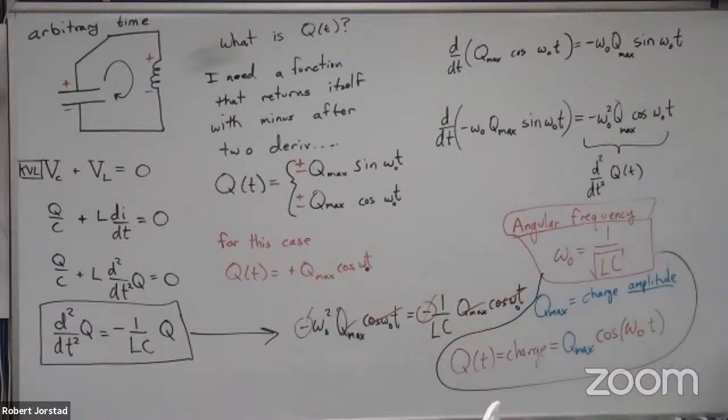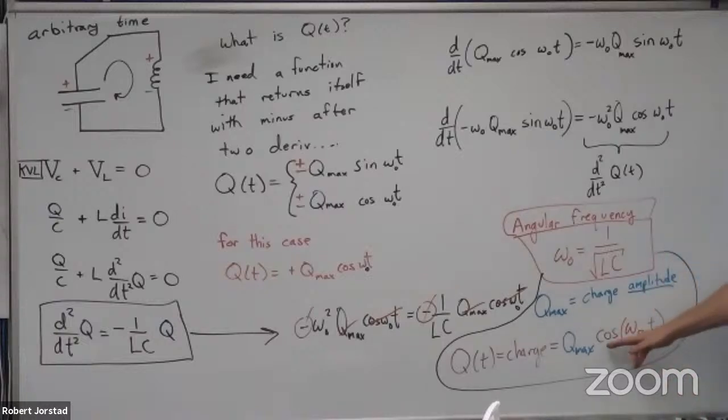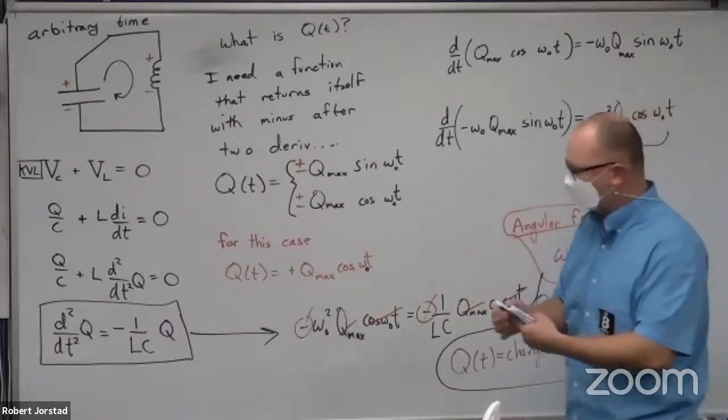Is that all showing up on Zoom there? Yep, all good. Okay. So we have figured out, we knew this thing was going to oscillate. Now we know the frequency at which it oscillates. The amplitude is going to be called Q max. We just chose that name. We could have chosen a different one. And in this case, we see that this could be a cosine wave. It could be a sine wave.